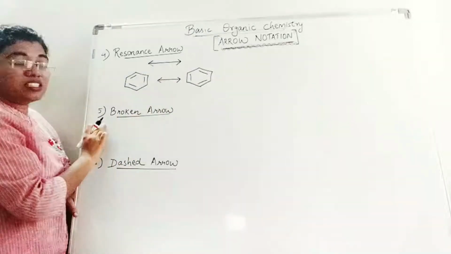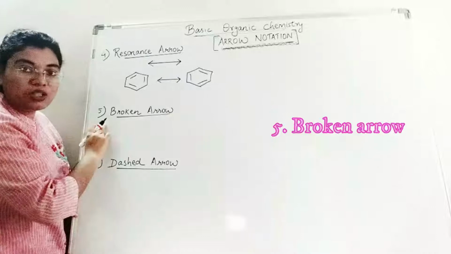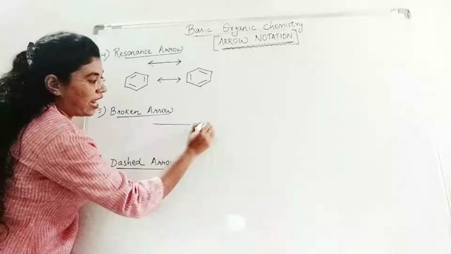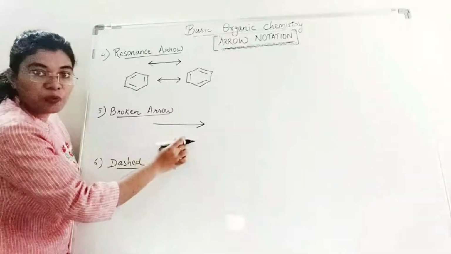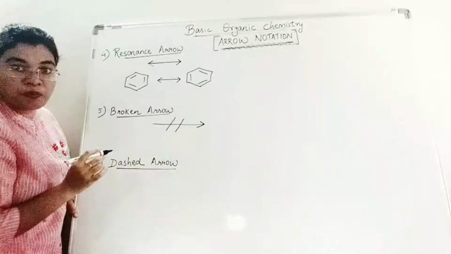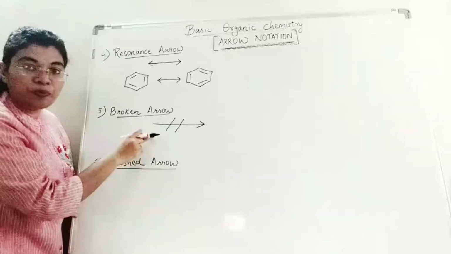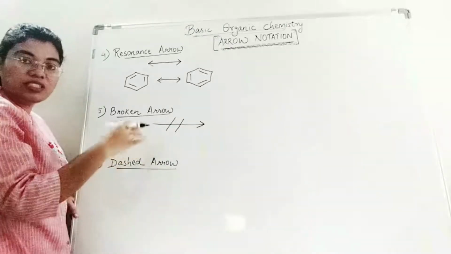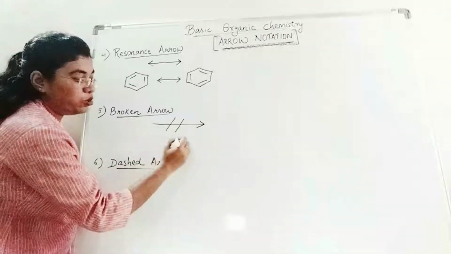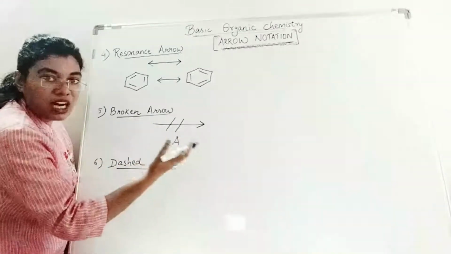Okay, next is the broken arrow. So how will you write this one? First draw a straight arrow, then you put two lines in this manner. Okay, so this is the broken arrow. That means a reaction was attempted but it was unsuccessful. Okay, we tried to do a reaction but it was unsuccessful.